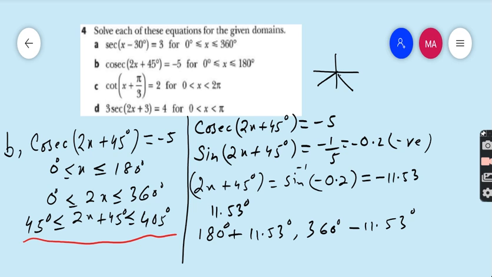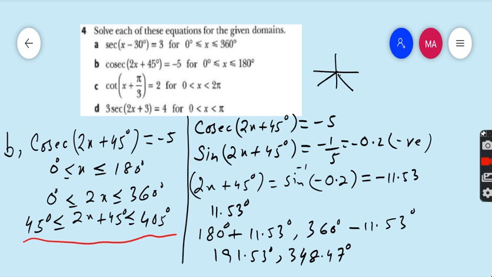191.53 and 360 minus 11.53 is 348.47. So the angles are 191.53 and 348.47.